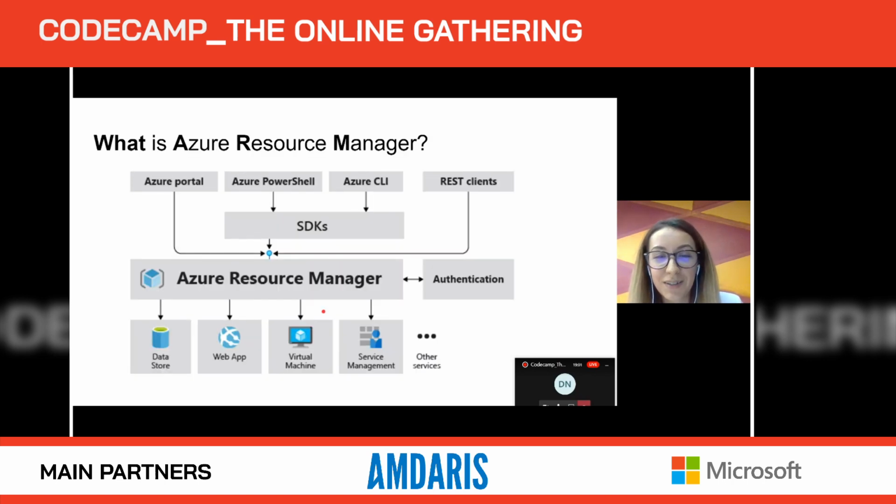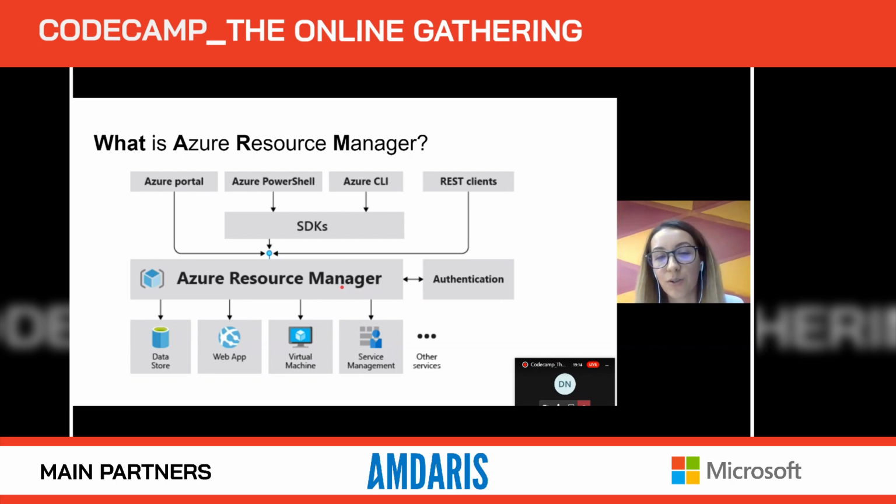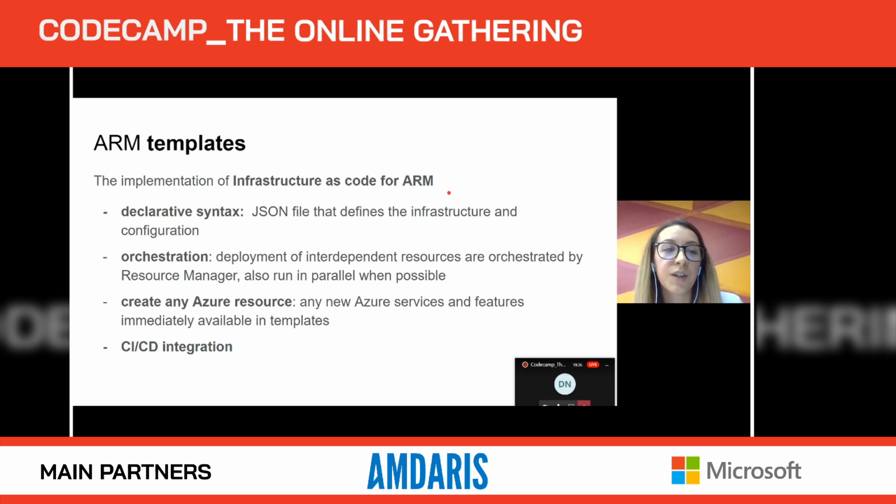Okay, so I said that everything is a resource, and of course, where we have resources, we also need a manager, right? So Azure has its own manager, the so-called Azure Resource Manager, which is responsible for doing all the operations: creating, deleting, updating, and doing all the operations on the resources. So even when we go in the Azure portal, under the hood, we still use the Azure Resource Manager API. And it can also be used via the CLIs or even with REST clients directly.